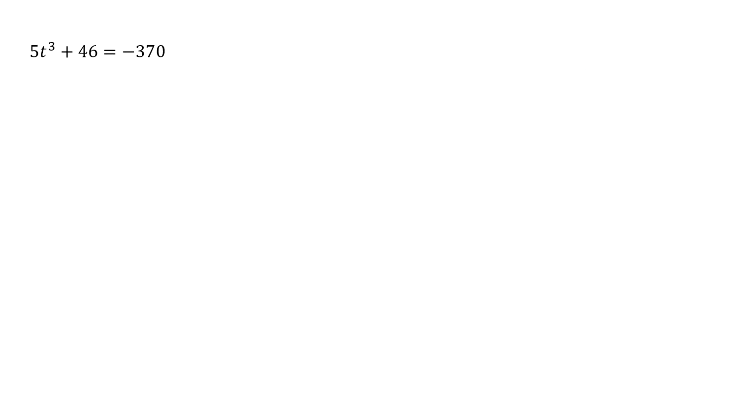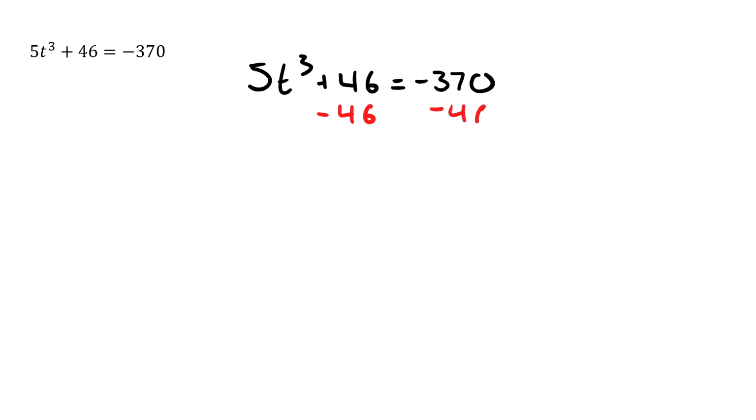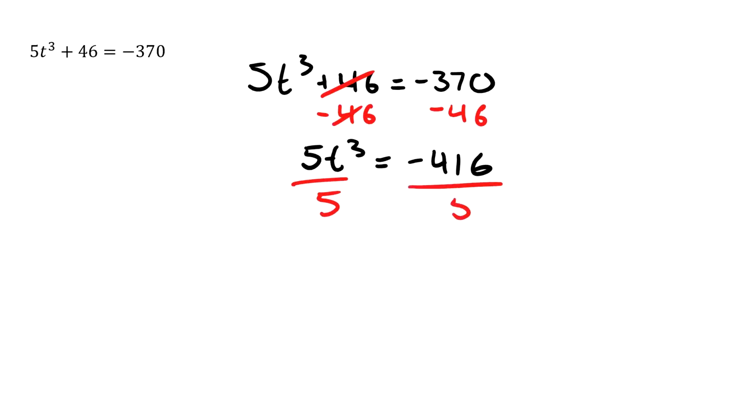Okay, let's do this one. So again, let's get rid of the positive 46 by doing the opposite, which is negative. We get 5t cubed equals negative 370, take away 46. Now remember, if you have a negative and you're taking away a negative, it becomes a bigger negative. So we get negative 416. We then focus on getting rid of the 5, so let's divide both sides by 5. So t cubed equals negative 83.2.